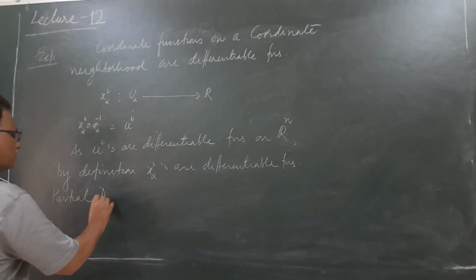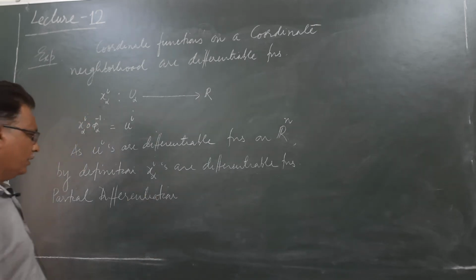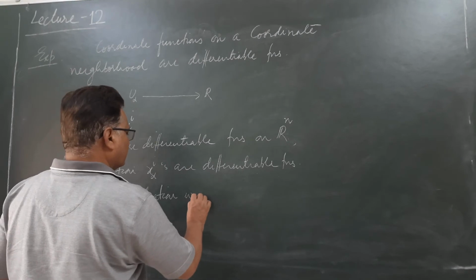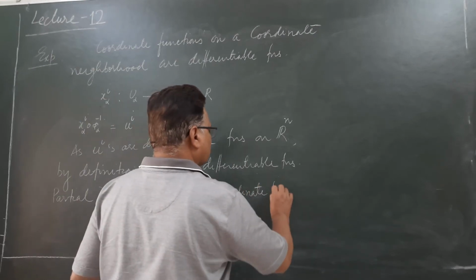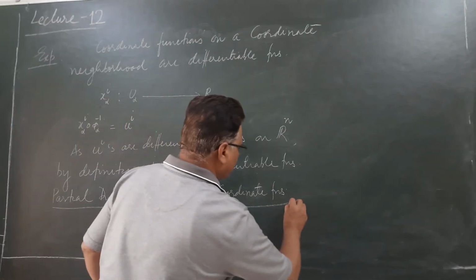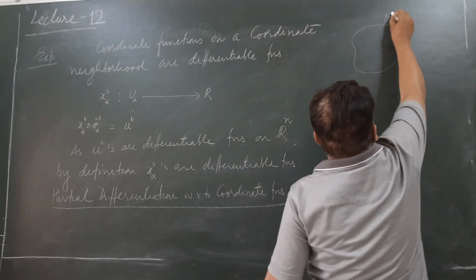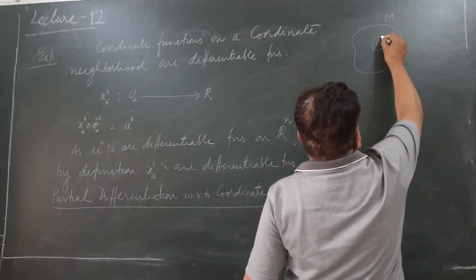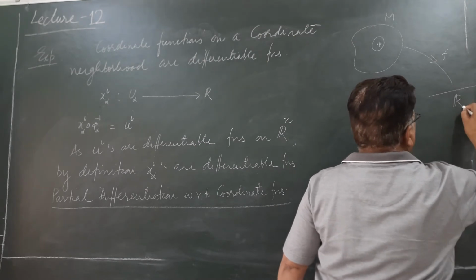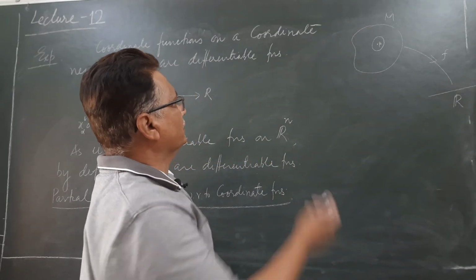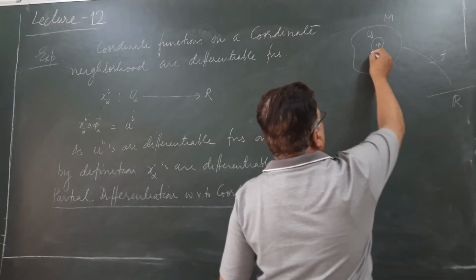Partial differentiation with respect to coordinate functions. Coordinate functions are available on coordinate neighborhoods. So, the situation is that you have a manifold M and I want to talk about the partial derivative of a real valued function. Real valued functions are easier to deal with. Suppose f is a real valued function on a differentiable manifold M. This is some coordinate neighborhood u alpha. So P is contained in u alpha.